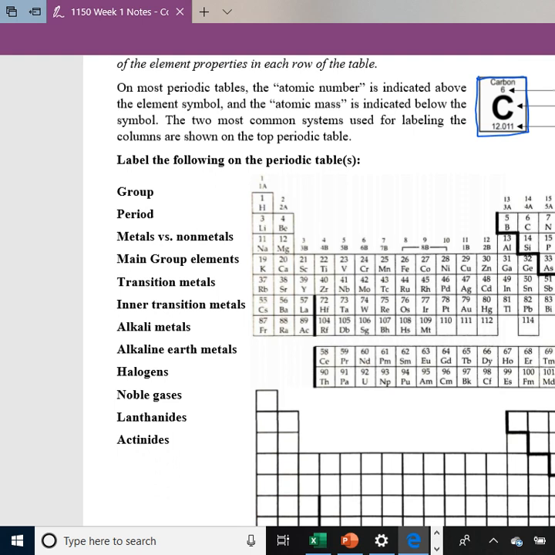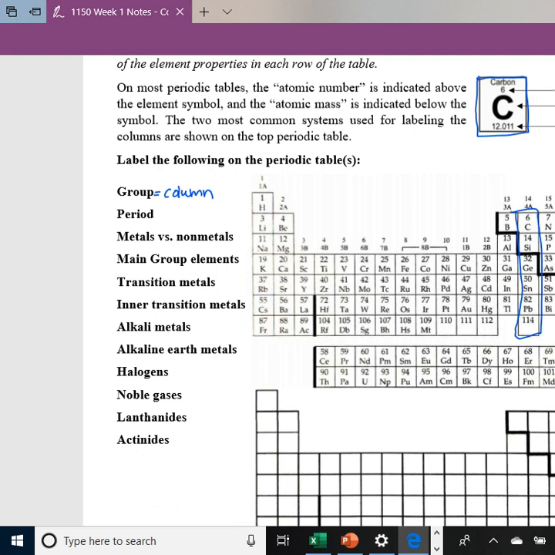A group is a column. So a group is the same thing as a column. For example, and I'm going to highlight and then erase because this may get a little messy, this would be a group. This would be group 1A, or this could be a group here. This would be group 4A.